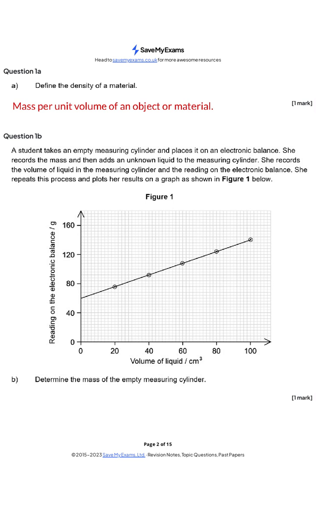Question 1a is to define the density of a material. We covered this in one of the earlier topics, but it's always worth revising. Density is mass per unit volume of an object or a material.